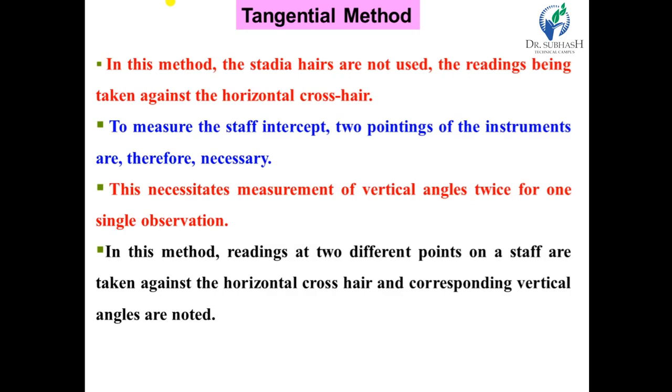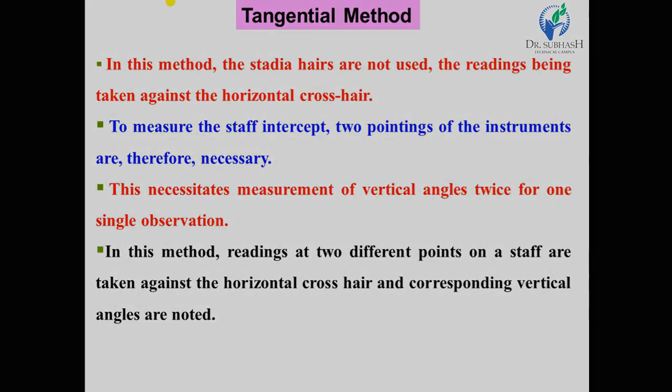In this method, the stadia hairs are not used, the reading being taken against the horizontal cross hair only. To measure the staff intercept, two pointings of the instrument are therefore necessary. The necessity is measurement of vertical angles twice for one single observation. In this method, readings at two different points on the staff are taken against the horizontal cross hair, and the corresponding vertical angles are also noted.